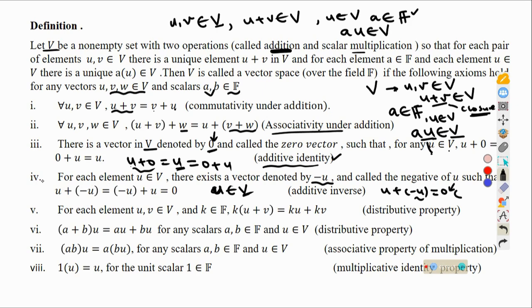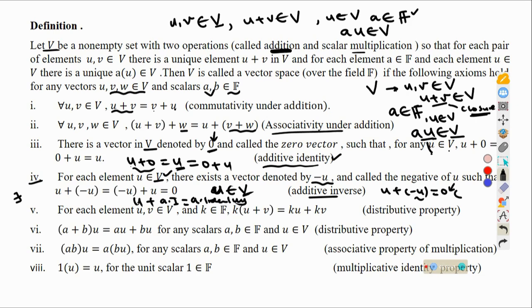In other words, this property number 4 says that for every element that you pick from V, you should be able to show that there exists another element in V, which we call the additive inverse, such that when you get an element plus the additive inverse, you are able to get what we call the additive identity.